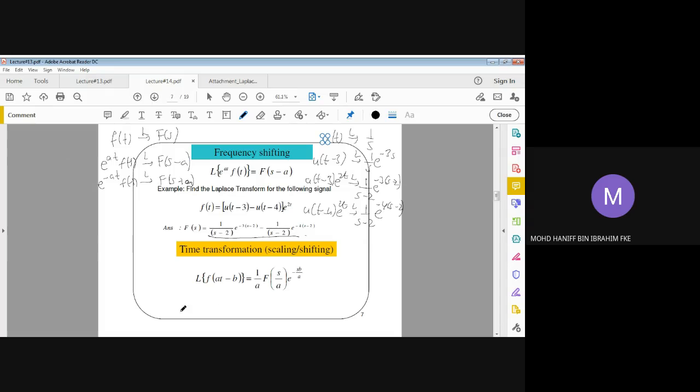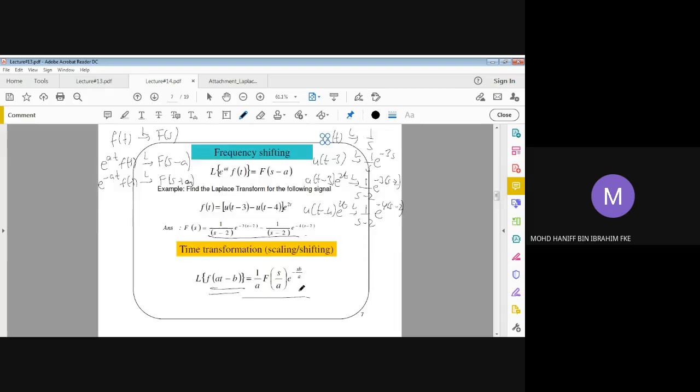Okay, the next property is time transformation, which is scaling and shifting that exists in your signal. In this particular case, you have a signal of f(at minus b), which is a combination of shifting and scaling of time. If we face this kind of signal in the time domain, its s domain will simply be 1 over a, F(s over a) exponential negative sb over a.